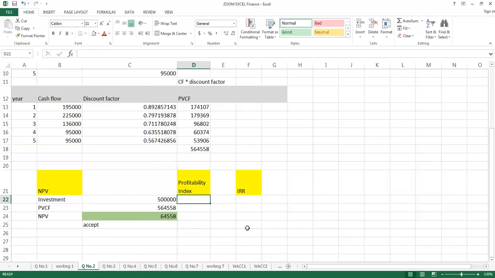Profitability index requires two pieces of information. One, present value of cash flow, and we divide it by investment.